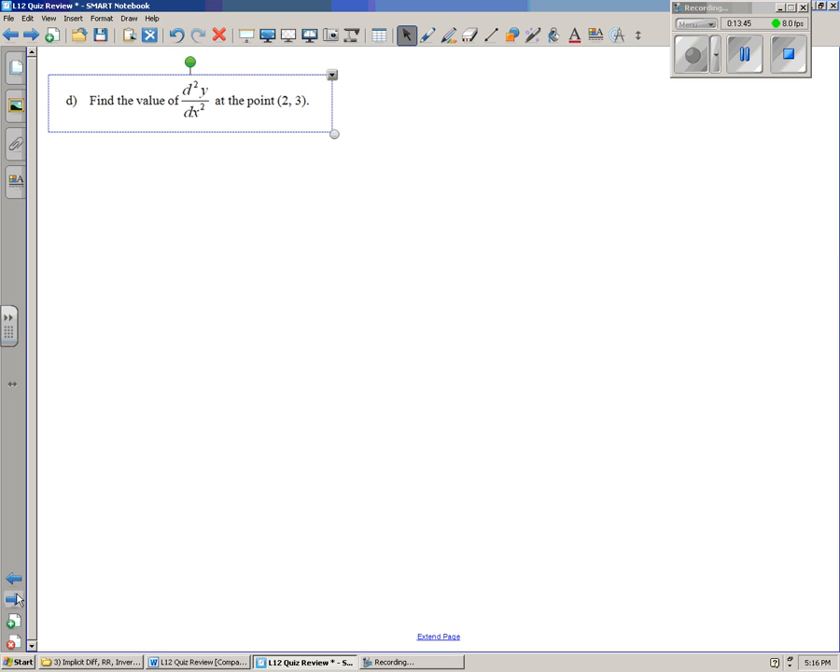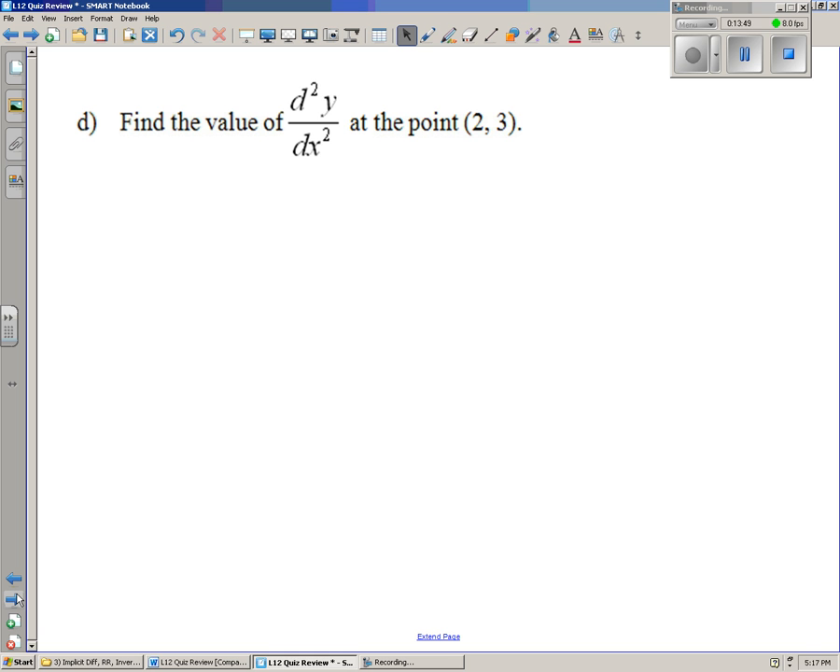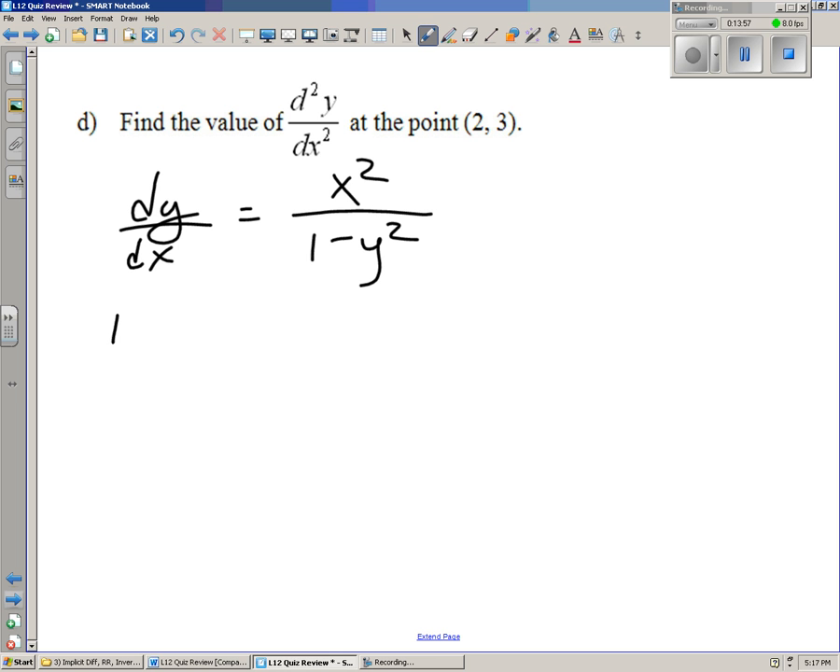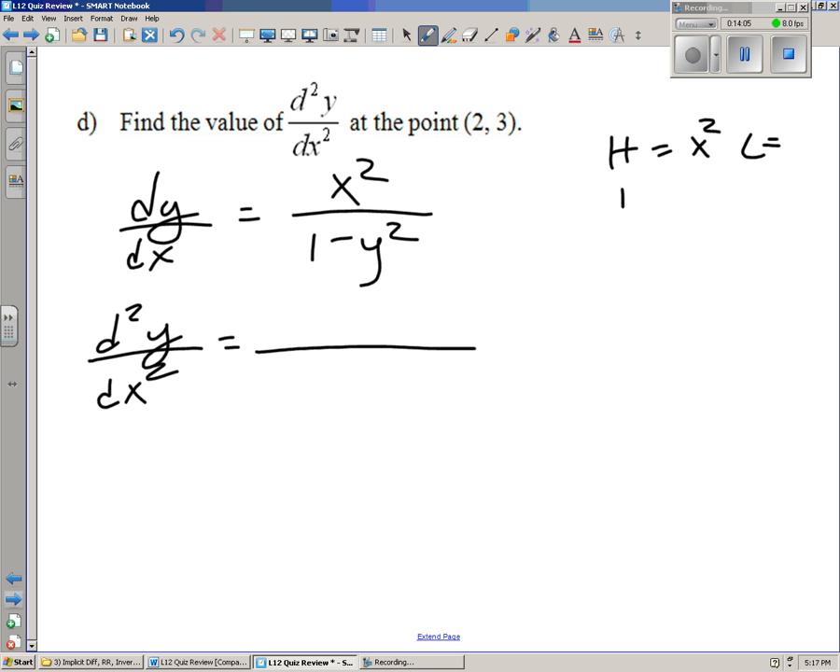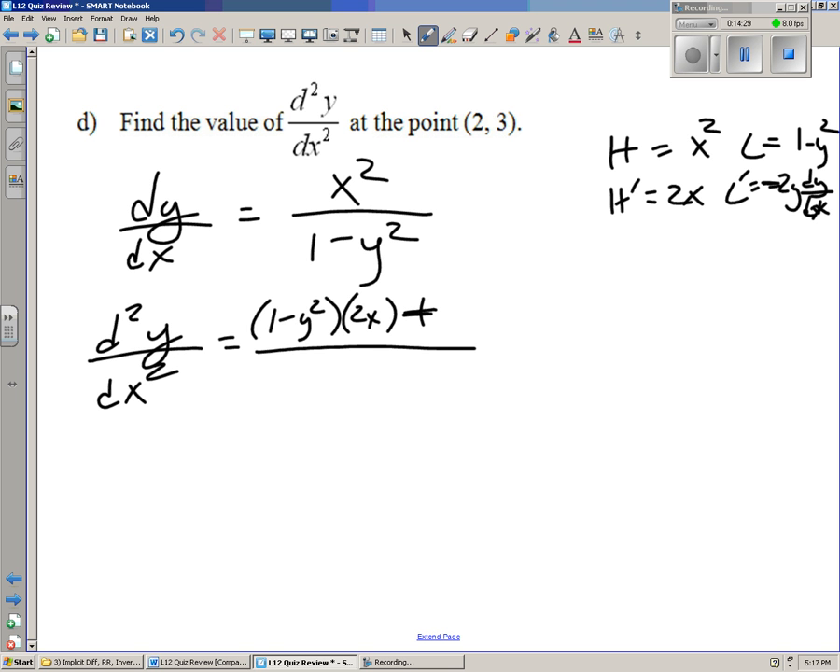Part D asks us to find the value of the second derivative at (2, 3). So we need to take the first derivative, which was x squared over 1 minus y squared, and differentiate it again. This will give us the second derivative. This is a quotient, so we must use the quotient rule. So high is x squared, high prime is 2x, low is 1 minus y squared, low prime is negative 2y dy over dx. And so we have low d high, so that's 1 minus y squared times 2x, minus high d low, which is a subtraction of a negative becoming a positive 2x squared y dy over dx, over 1 minus y squared, squared. Now we want to find this at (2, 3).